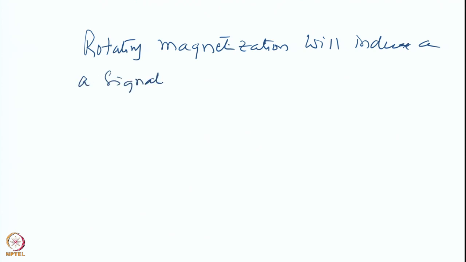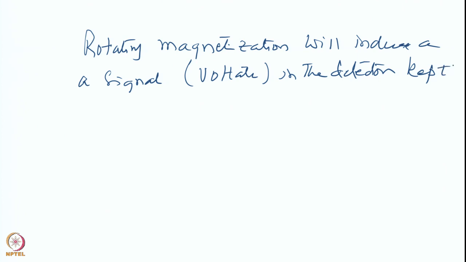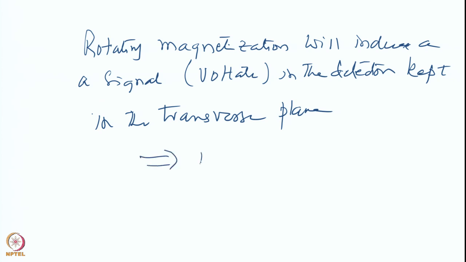Induce a signal meaning what? It is an electrical signal, it is a voltage. So this is the voltage in the detector kept in the transverse plane. This is my NMR signal. Okay. So this is the NMR signal.